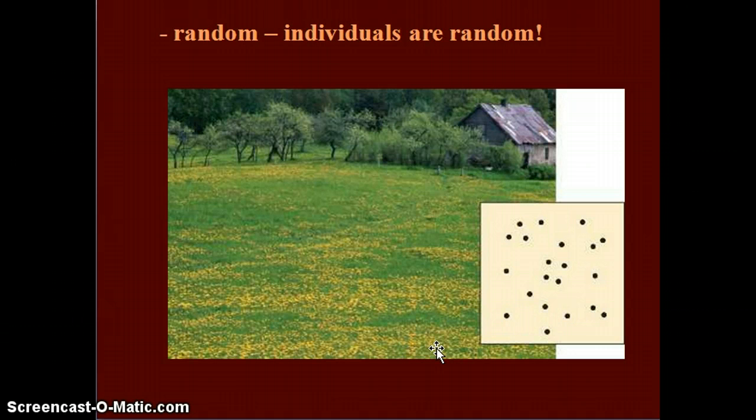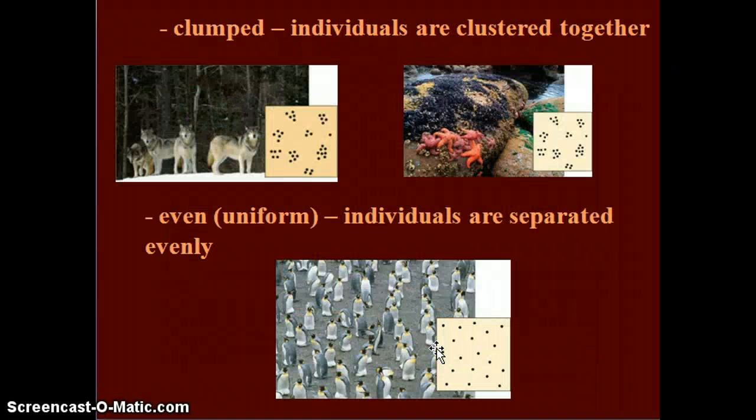Here's the random, where there aren't any distinct areas, distinct measurements. The dots are random. Like when you think of wildflowers, they are randomly spaced. There aren't an equal distance between them. Whereas even, you can see in the picture here, they're even. And clumped, like neighborhoods, they are clumped together.